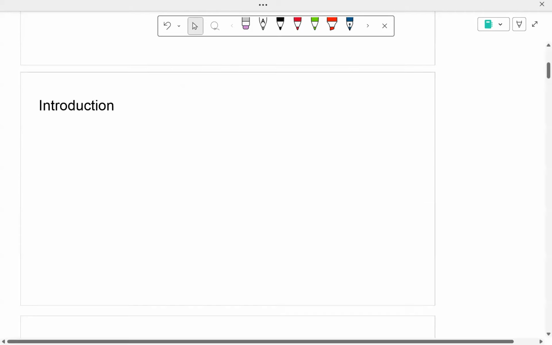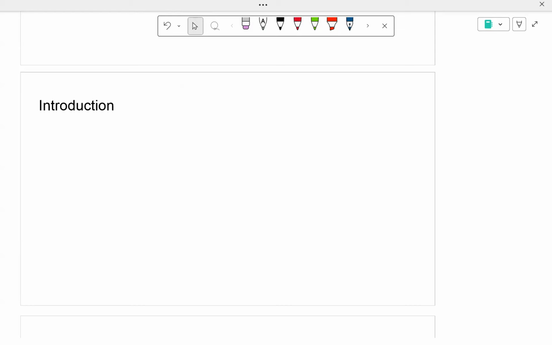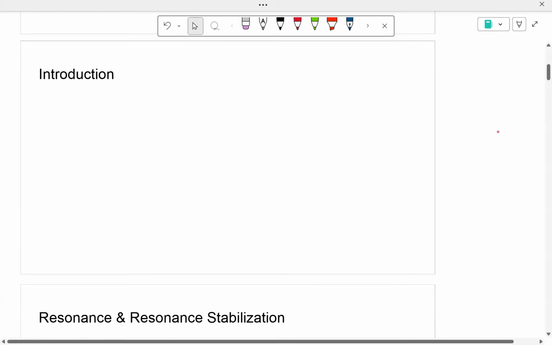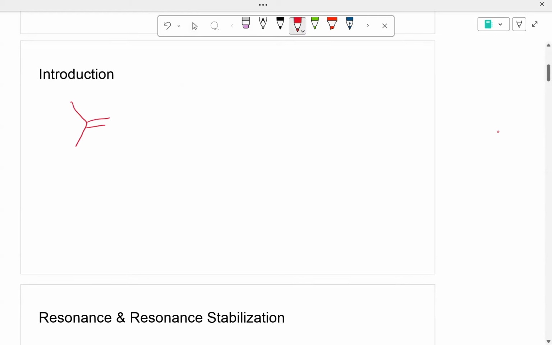Now, why do we even have to go through resonance? It's something that's covered in general chemistry, and maybe you have a little bit of a handle on it. But how does resonance apply to organic chemistry? Well, let's just take a simple line angle formula. So let's look at this unsaturated hydrocarbon here.